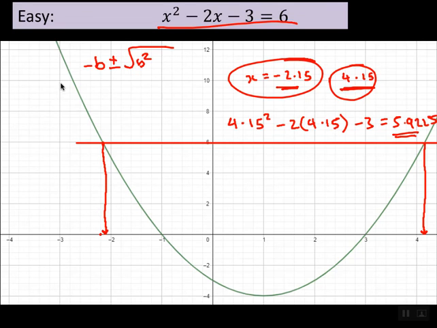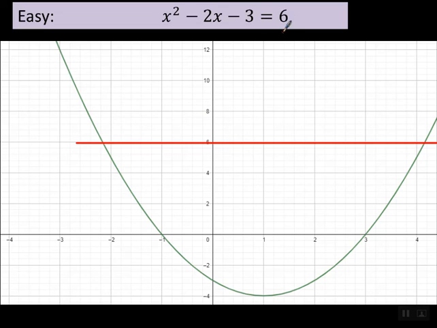So that's one way to do it. You draw the graph of the other side and see where that graph crosses the graph that you've already drawn. In the next video, we'll look at a slightly harder version of this, and in the final video, we'll look at the hardest version of this.